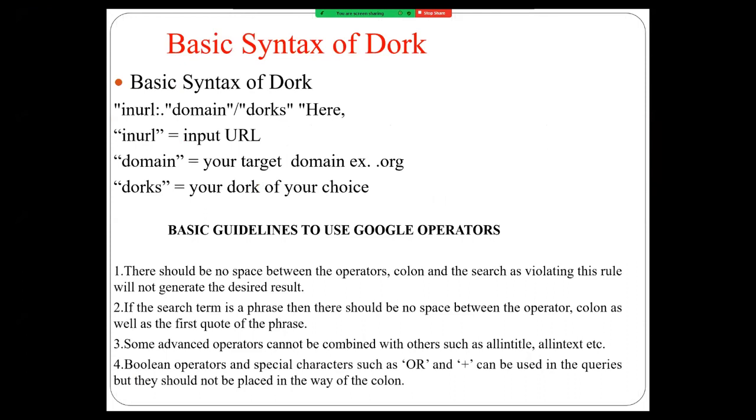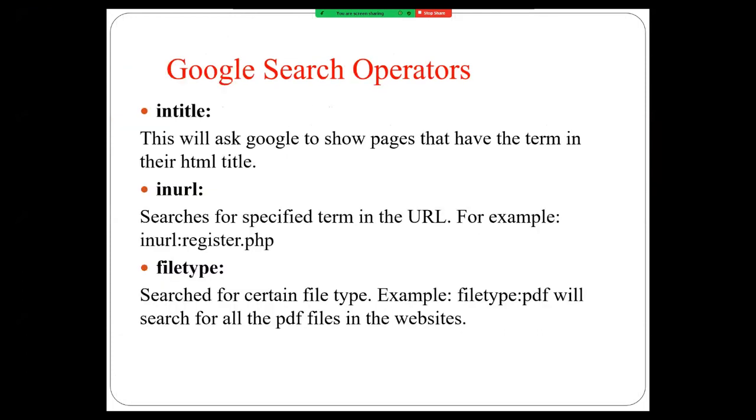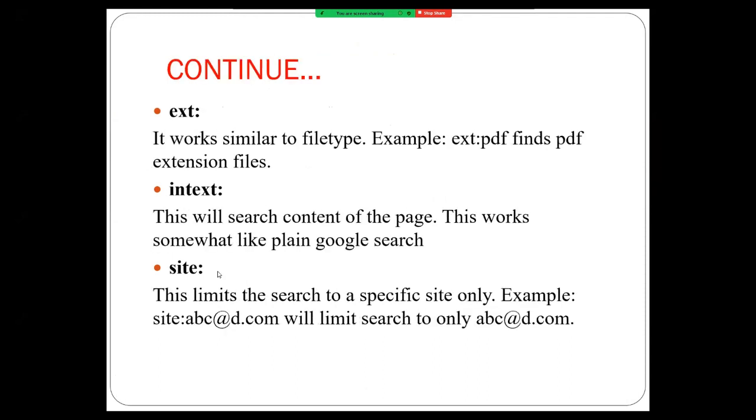So here you can see the basic syntax of Google hacking. And these are the simple Google search operators you need to use. If you want to get information from the title, you just need to use intitle, or inurl. If you require any specific file, then you need to set filetype over there. Based on the extension you can find something from the internet. From the text you can get, from the site you can get.